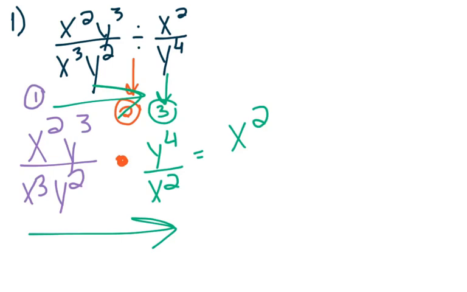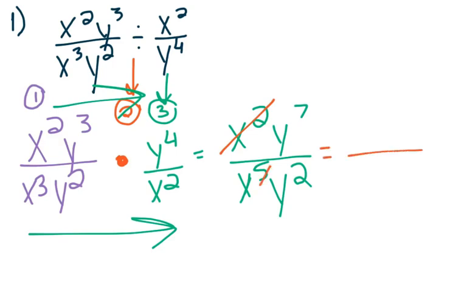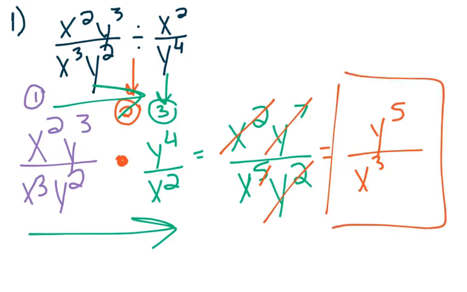So I have x squared, y cubed times y to the 4th is going to be y to the 7th, over x cubed times x squared is going to be x to the 5th power, y squared. Now I'm going to start simplifying. So I can't factor, but I can simplify it. So I can eliminate the 2 x's on top with 2 on the bottom. So now I'm going to have x cubed on the bottom, 2 y's on the bottom with 2 y's on top. So now I'm going to have y to the 5th on top. And that's going to be my final answer for number 1.